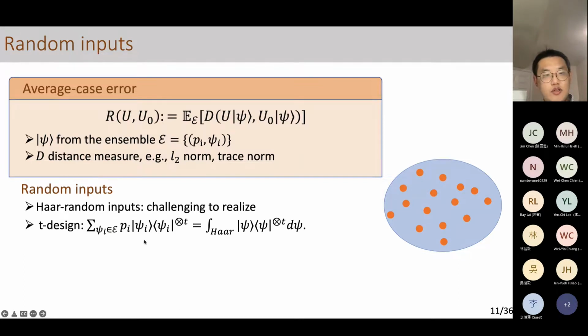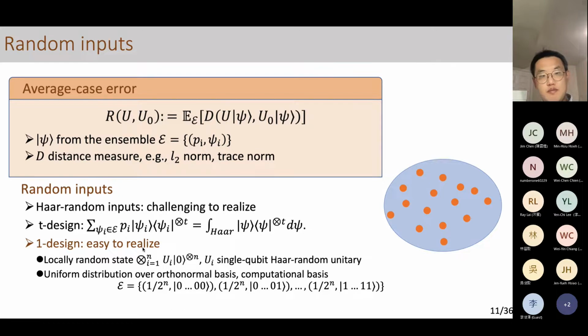It means that the sum of the t copies of the states can't be distinguished from the Haar random integral of the t copies of the state. This is the definition of t-design. And among these different designs, the one-design is the weakest assumption. It's the largest subset. It's much easier to realize.